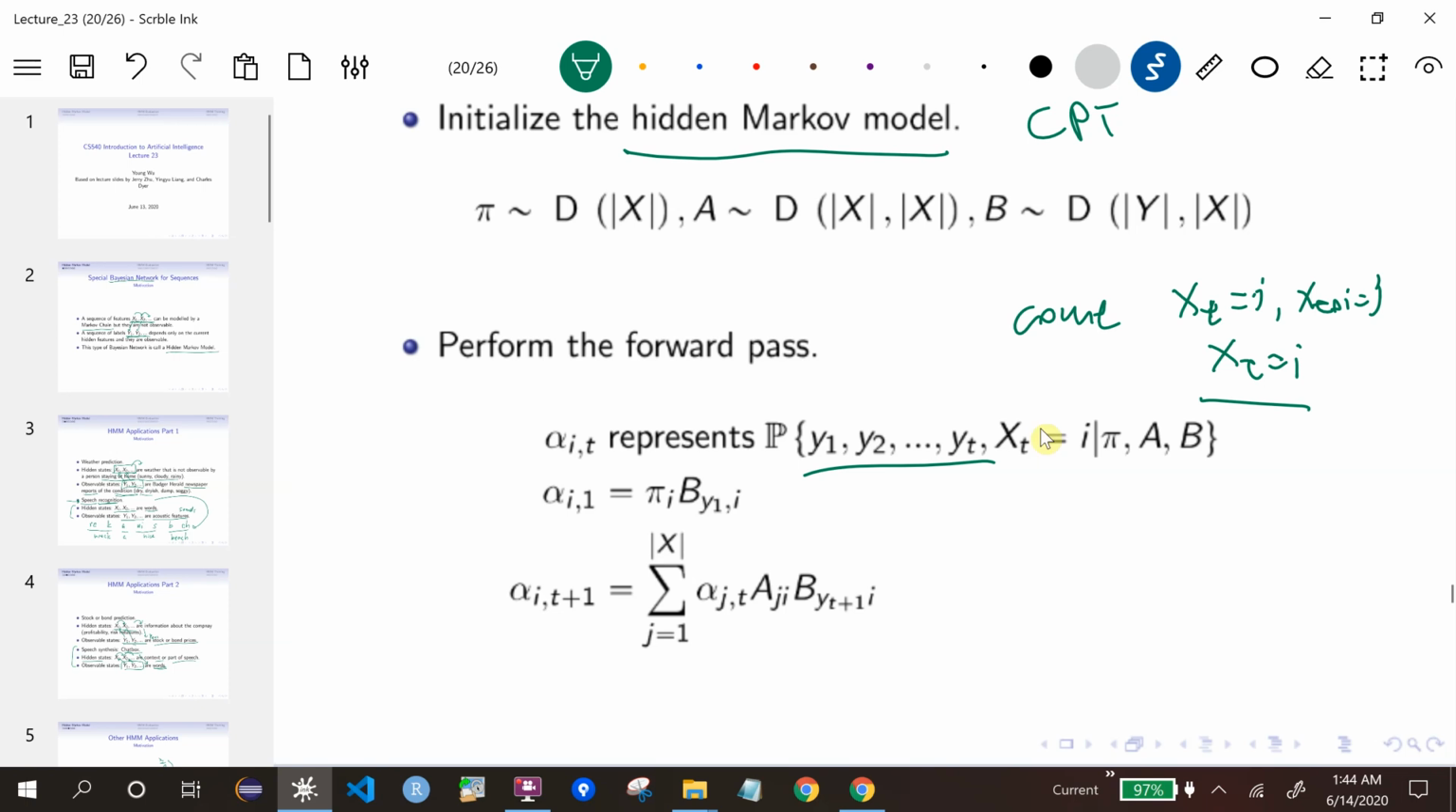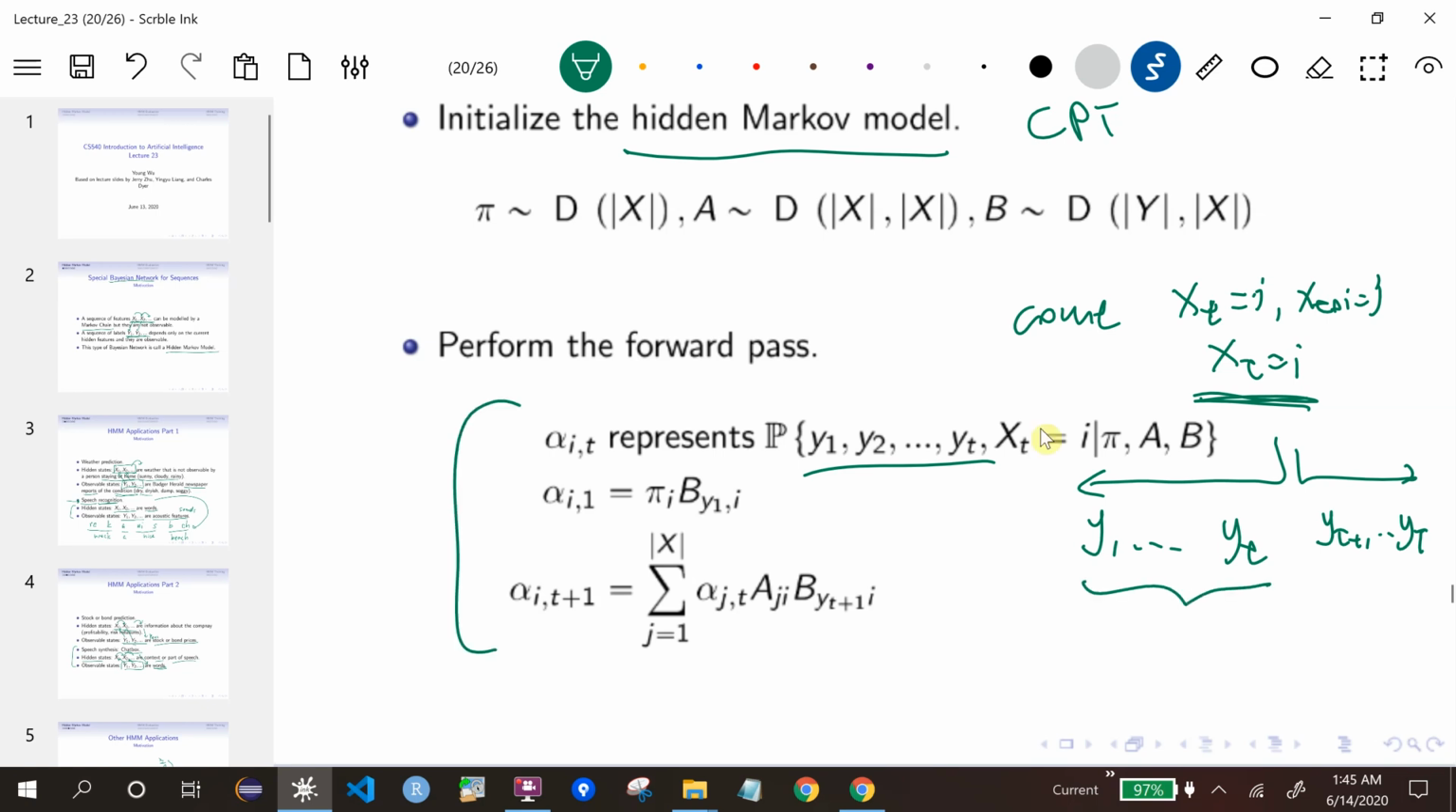One part is: given x_t is i, what's the probability of observing everything happening before this time t, so here y_1 to y_t. And the other is what's happening after this, so y_t until y_T, basically the end of the sequence. We are going to call the first part of the problem the forward pass.